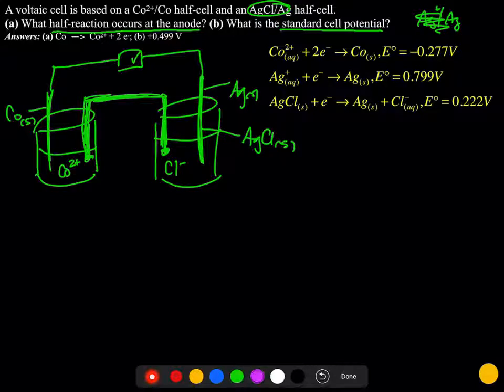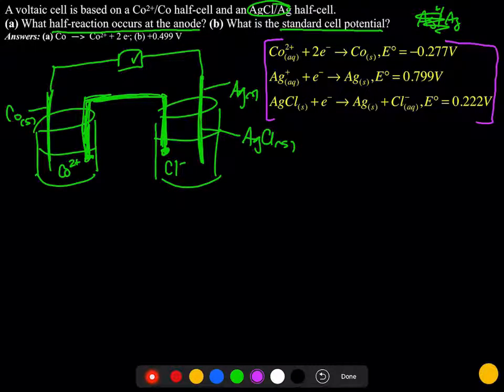Now, the tough part is to figure out which reaction is the oxidation and which reaction is the reduction. So here, I've just transferred some of the things from the appendix in your textbook that have relevant species. Because if I know my only species are cobalt and cobalt 2 plus, silver and silver chloride, I'm only going to use reactions that contain those species. That's all we have. So here are my three options.